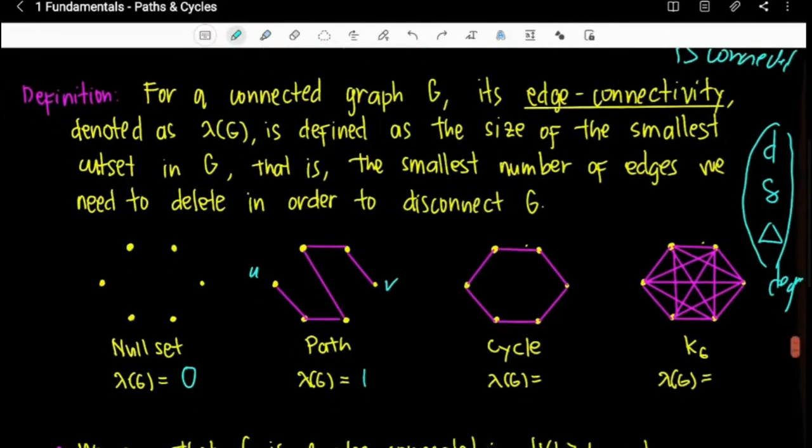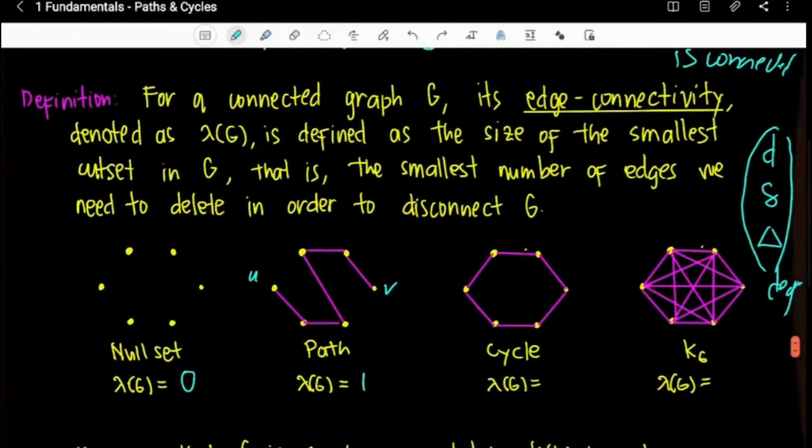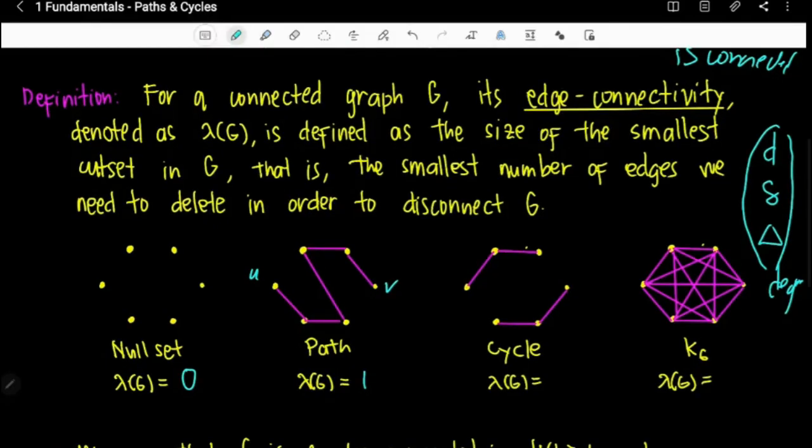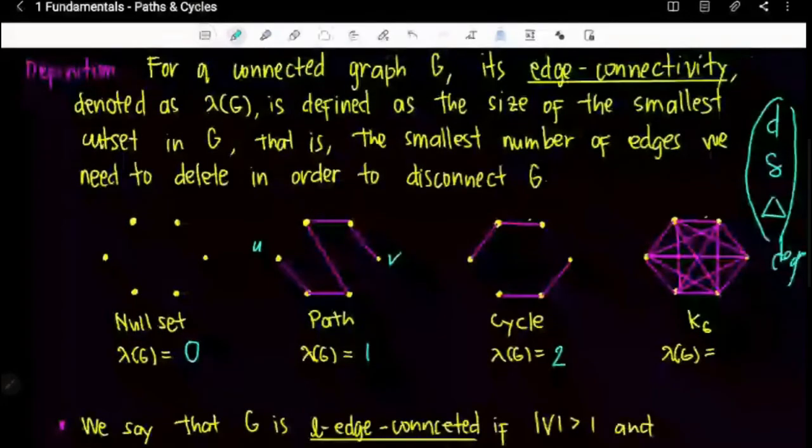For a cycle, as I've said a while ago, kailangan mo ng at least dalawa to disconnect it. Ito, tsaka any other edges. For example, this one. So you need at least 2 to disconnect a cycle. So lambda of a cycle is 2.